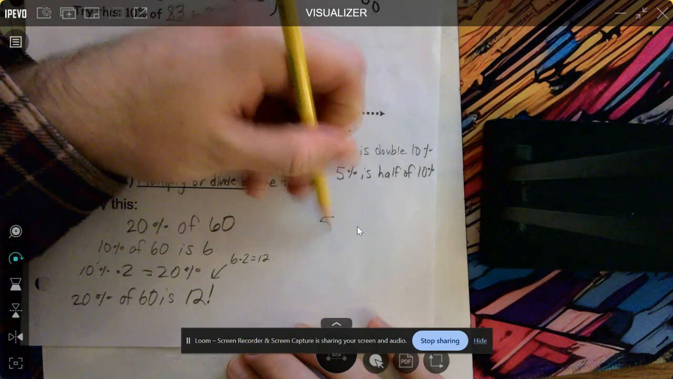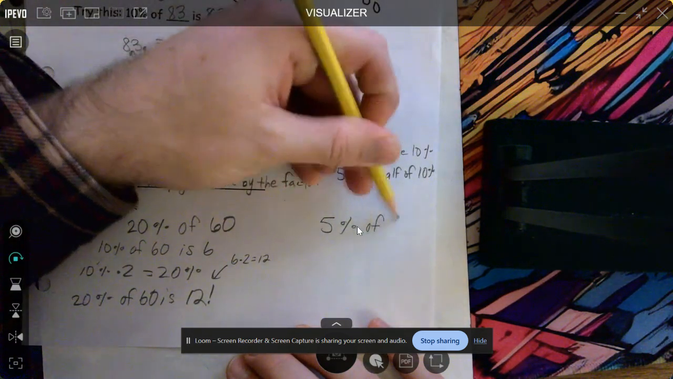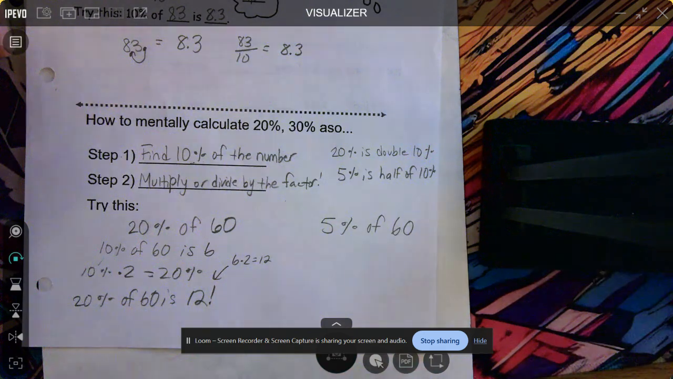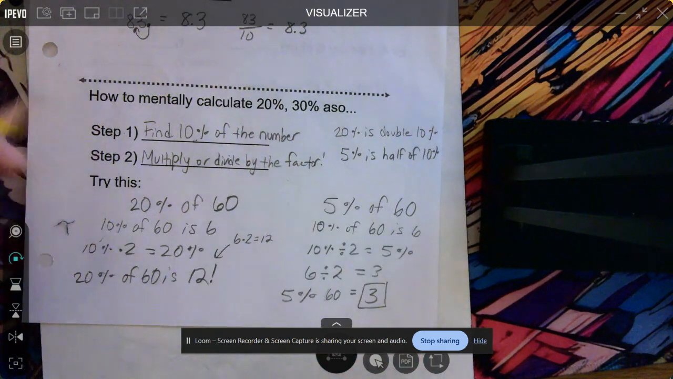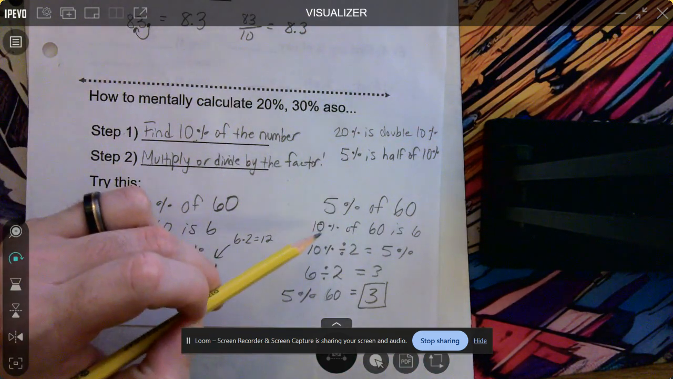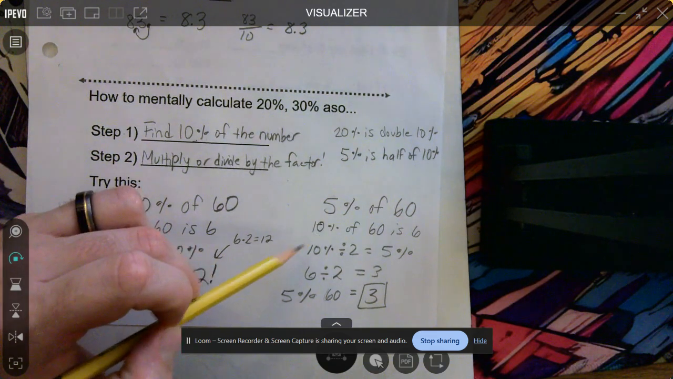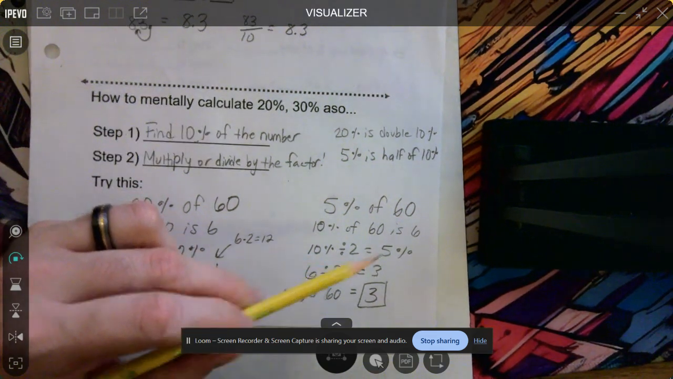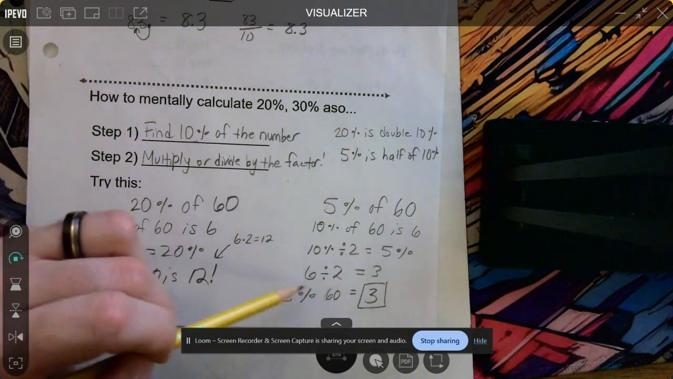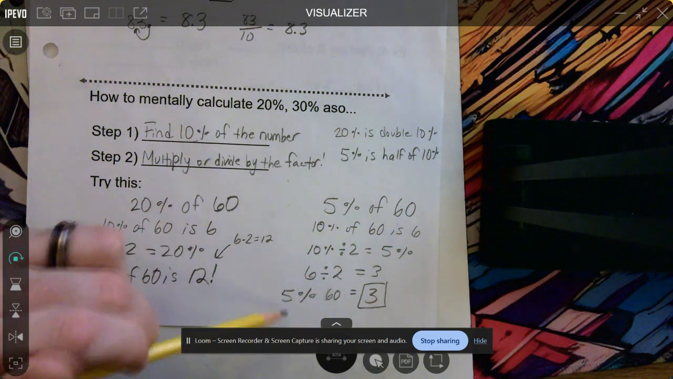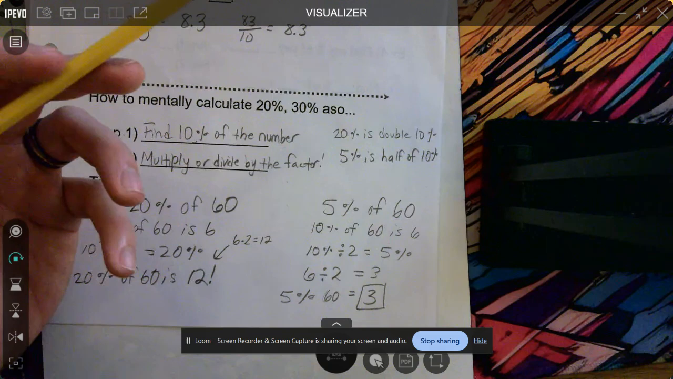Now, I want you to try 5% of 60. Go ahead and pause the video and try to do this one by yourselves. All right, here's your work for 5%. So 5% is 1/2 of 10%. So the answer to the 10%, which was 6, divide that by 2. 6 divided by 2 is 3. So 5% of 60 is 3. Flip it over.